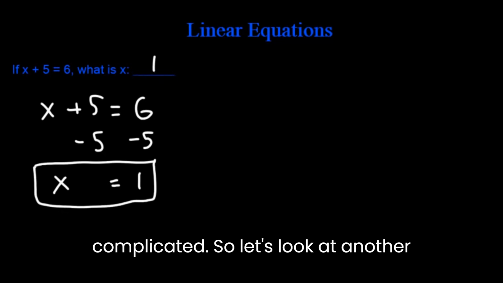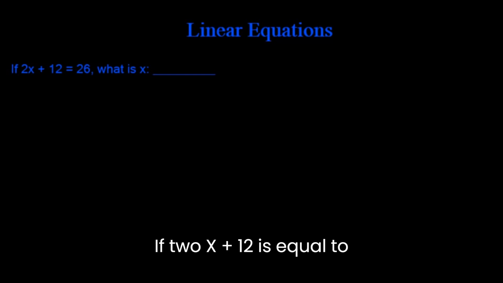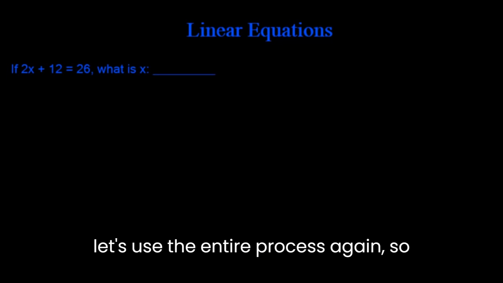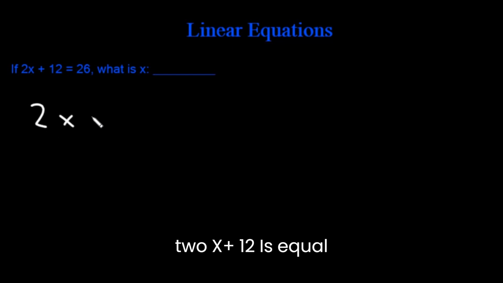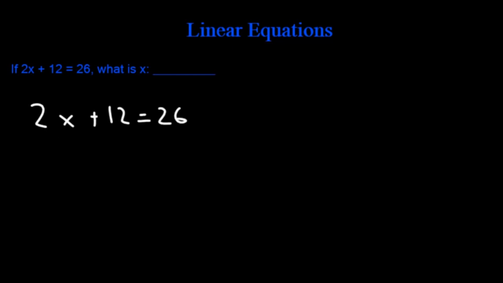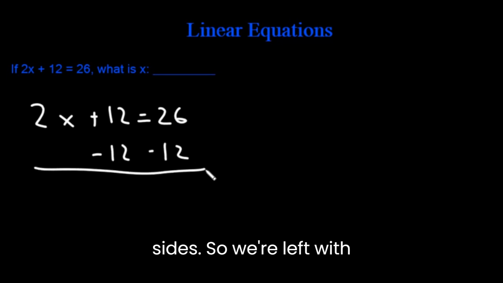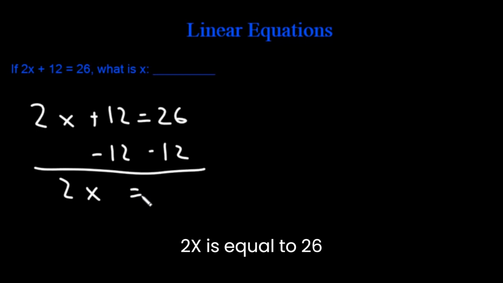So let's look at another example. If 2x plus 12 is equal to 26, what is x? Now this problem is slightly more complicated. So let's use the entire process again. So 2x plus 12 is equal to 26. So we're going to subtract 12 from both sides. So we're left with 2x is equal to 26 minus 12, which is 14.